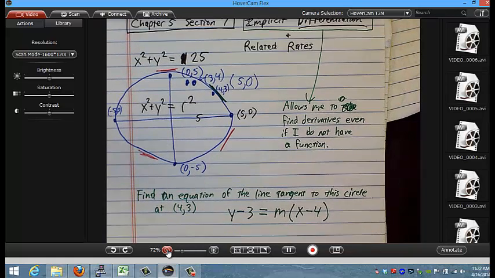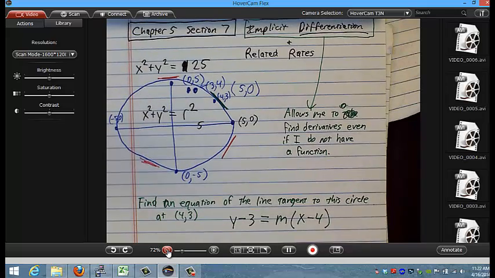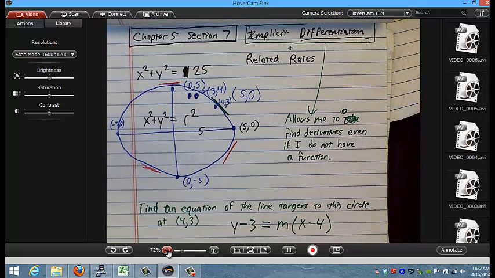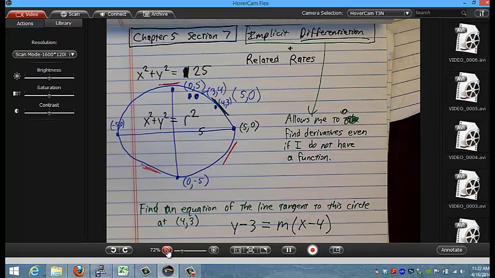The derivative, you'd have some function of x, right? But then what would you have to do next? Okay, you use the 4, right? You substitute in the 4. So, I'd still like to be able to take a derivative of this, x squared plus y squared equals 25. And so I do. I just do.